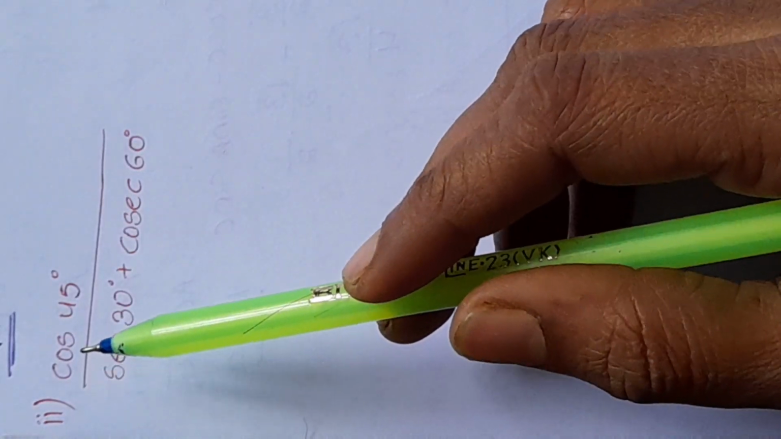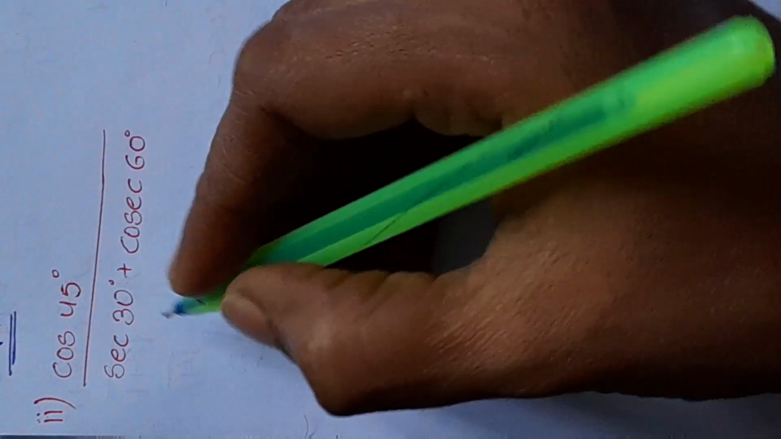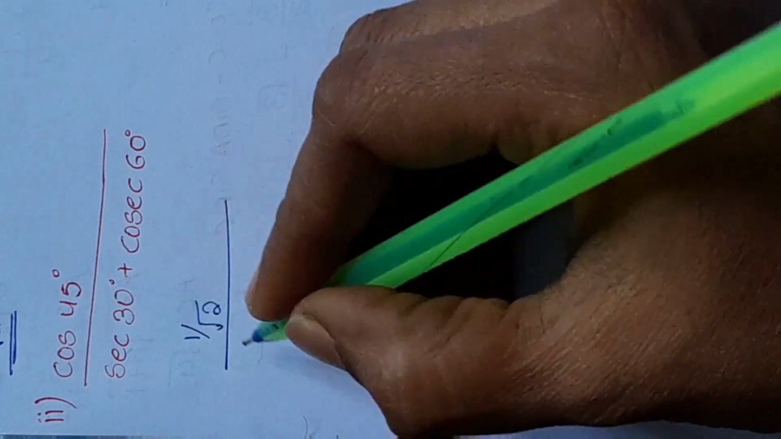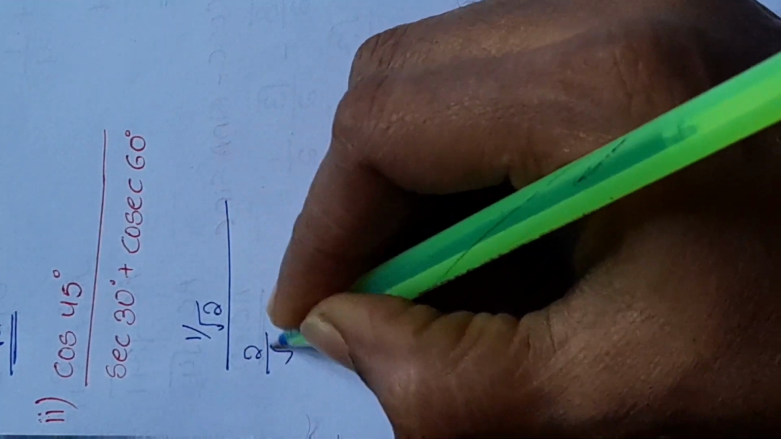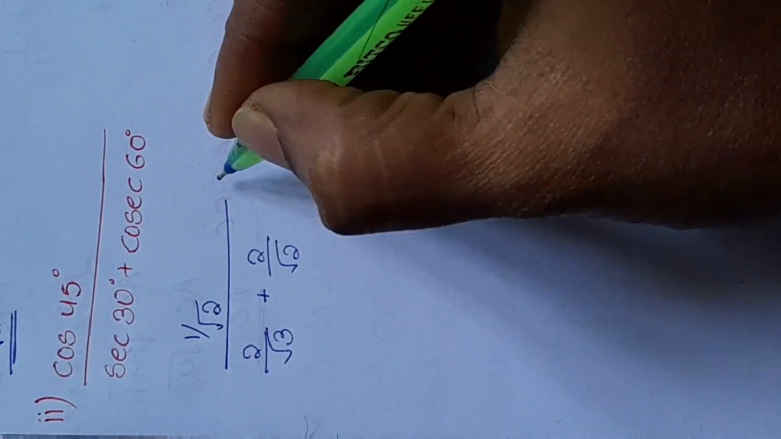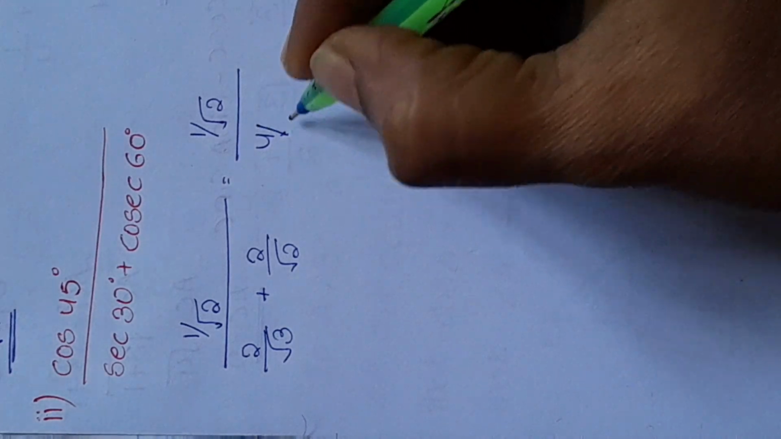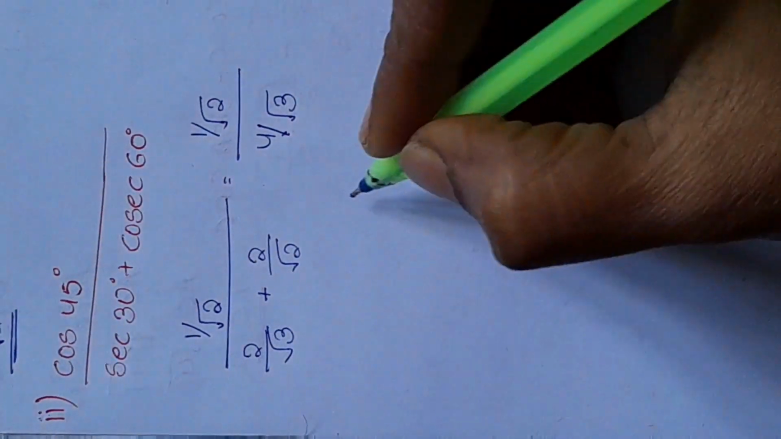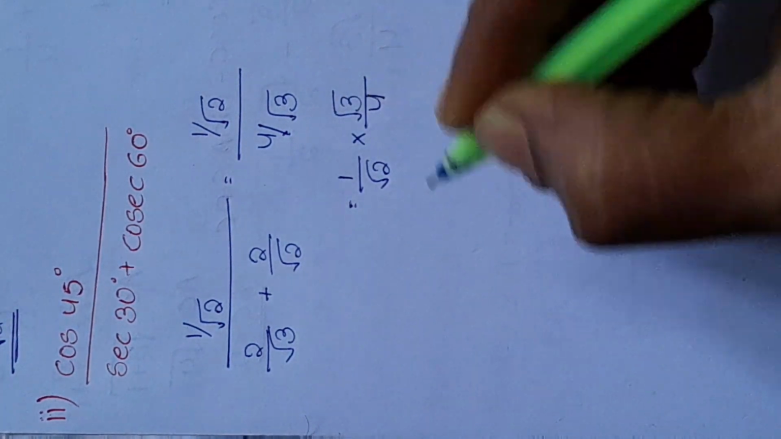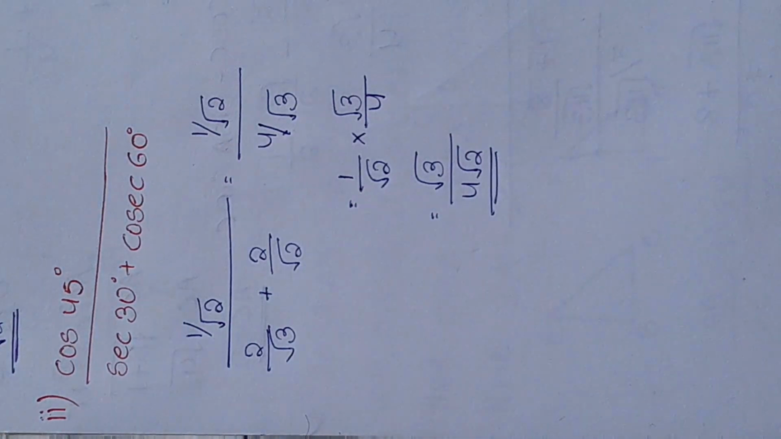Second one in first question, cos 45 degrees by secant 30 degrees plus cosecant 60 degrees. Cos 45 degrees value is 1 by root 2 by secant 30 degrees is 2 by root 3 plus cosecant 60 degrees is 2 by root 3. We can write this as 1 by root 2 by 4 by root 3. Now this can be written as 1 by root 2 into root 3 by 4. Root 3 by 4 root 2 is the answer.